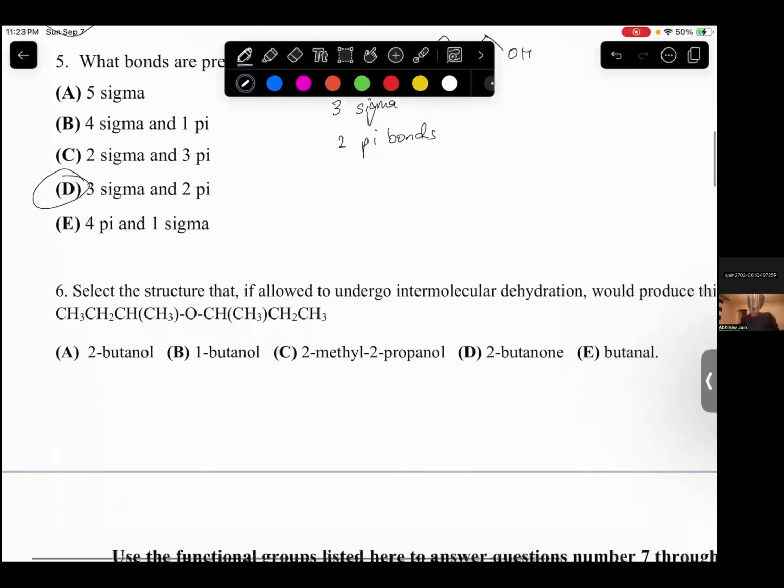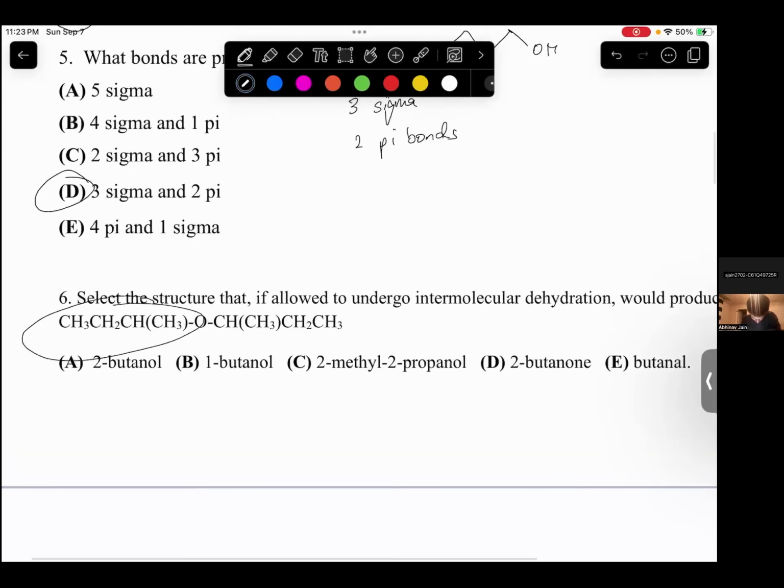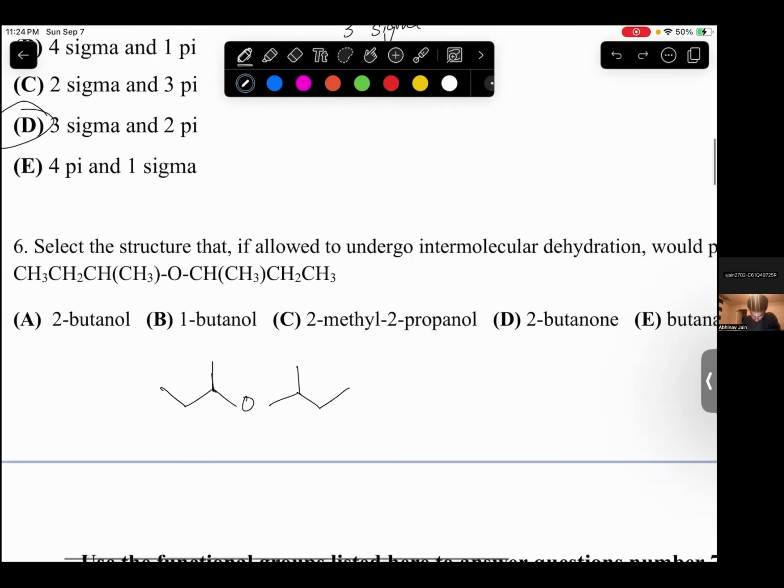6A, select the structure that, upon intermolecular dehydration, would produce this ether. So drawing out the structure of this ether, we have O, then we have a chain like this. We have a methyl group coming off this carbon, and then off this carbon there's something similar, like this. So notice how both sides are the same. We just have to hydrolyze this to find the corresponding alcohols that were used.